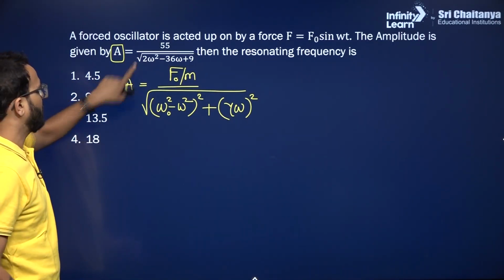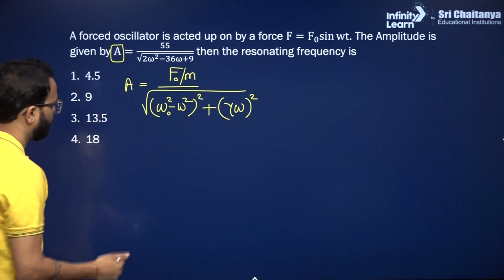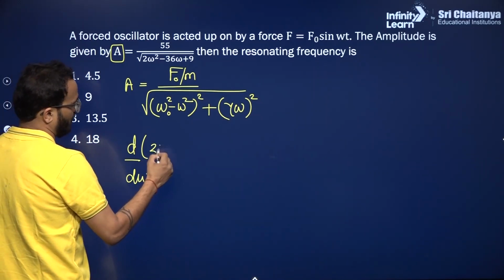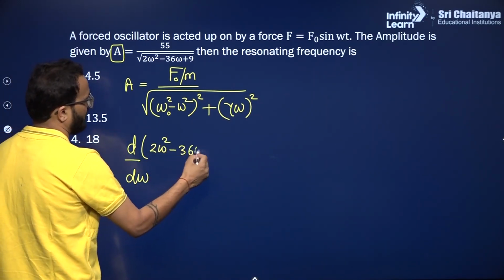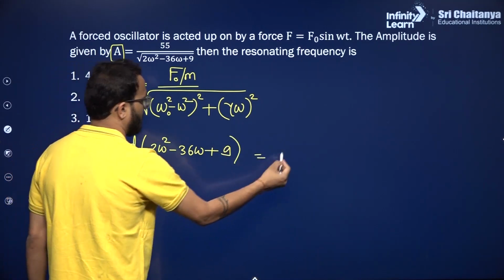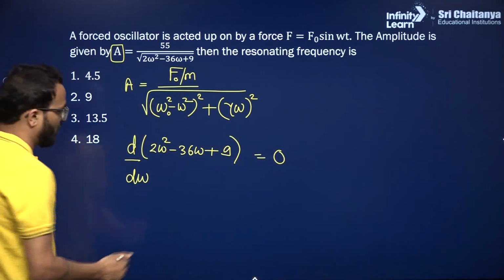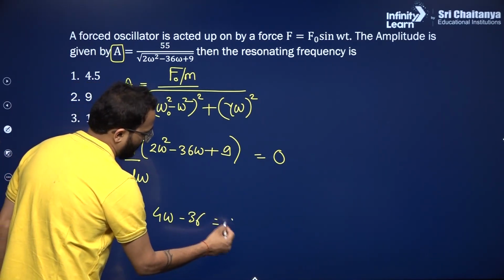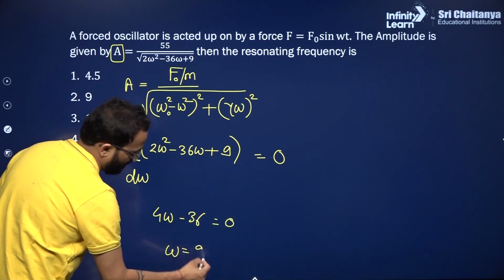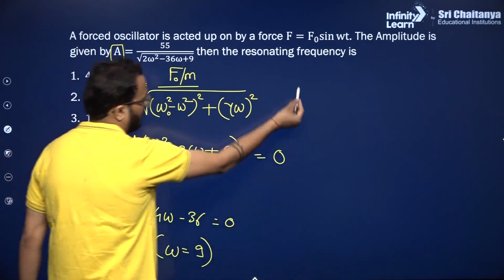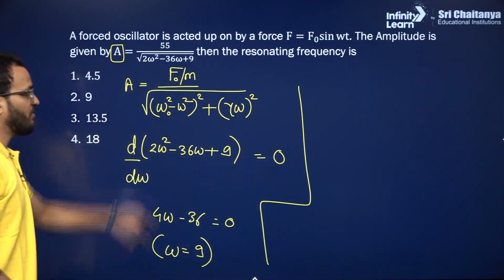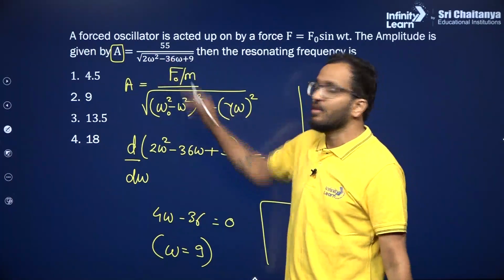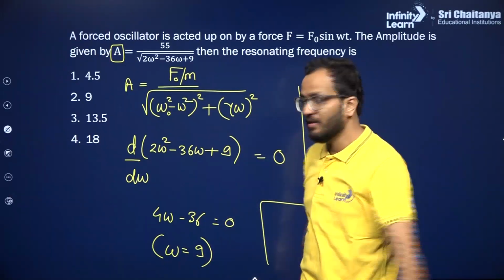So if we have to minimize the denominator, what will we do? We will say d by d omega of (2 omega square minus 36 omega plus 9) must be 0, right? So it looks like a difficult question, but it is damn easy. Many of the students must have left this question thinking, oh my god, we don't remember this formula, how can we solve it, we have not studied or revised the concept of forced oscillation, we will not be able to answer this. It is not like that.